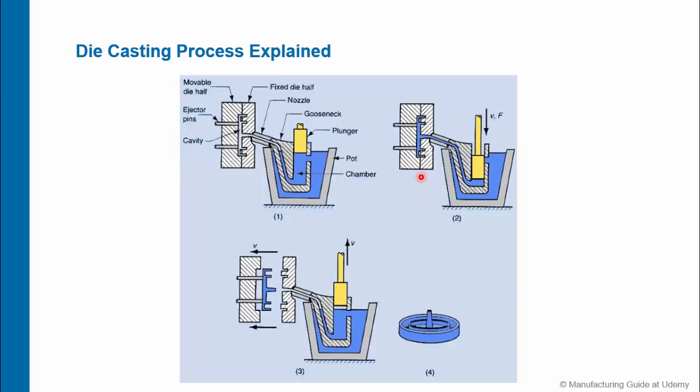In the next step, although it is not shown in this diagram, what happens is the inner cavity of the mold is cooled with a cooling process. Once cooled, it solidifies and assumes the shape of the cavity. In the last stage, the movable die moves away from the fixed die, taking the finished product with it, and that's how die casting works.